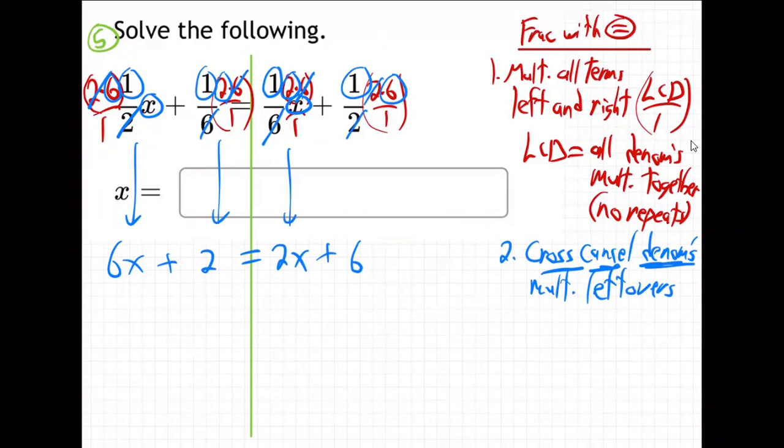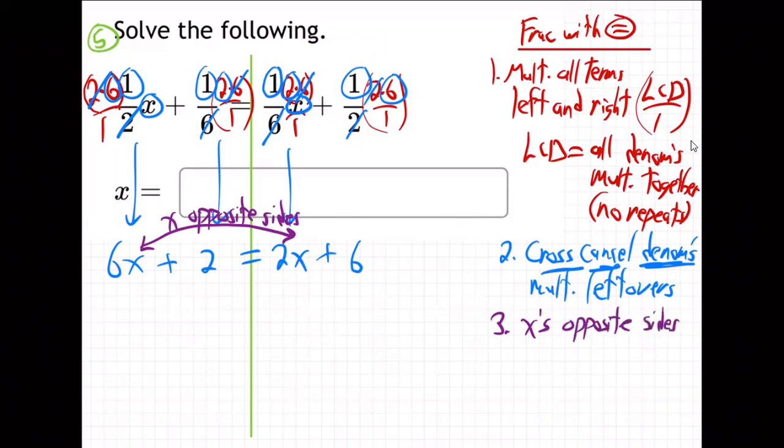And now, notice we have x right here and here. x on opposite sides. So x is on opposite sides. What do you do about that? Do the opposite. Of either one, doesn't matter. Same to both sides.